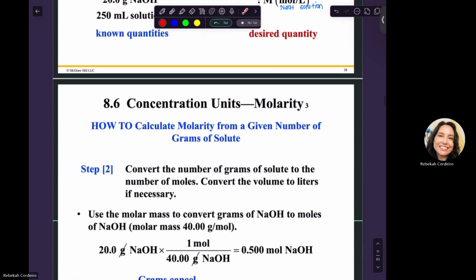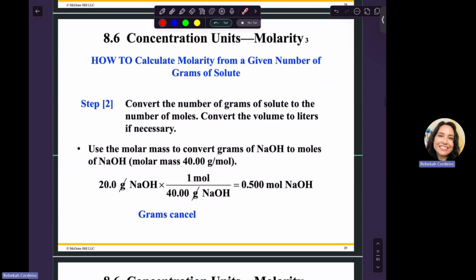Okay, so hopefully you've tried it. We can use molar mass to take us from grams to moles. Where do we get this number 40 from? Well, we look at the periodic table, add up a sodium, an oxygen, and a hydrogen, and you get around 40 here. Take our grams and divide by our molar mass to cancel out grams and get moles. So that'll give us the first part.